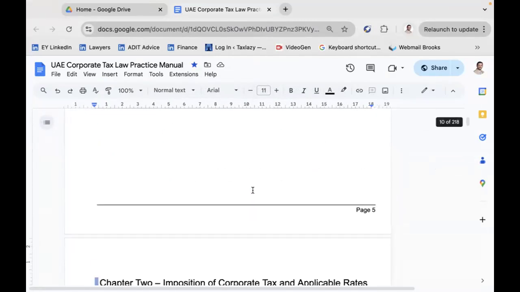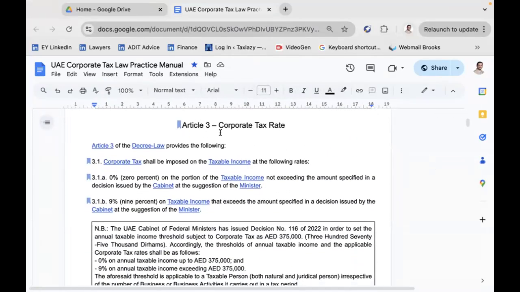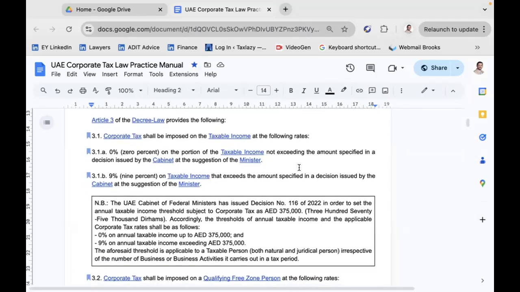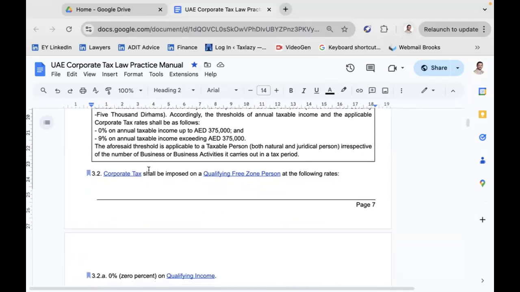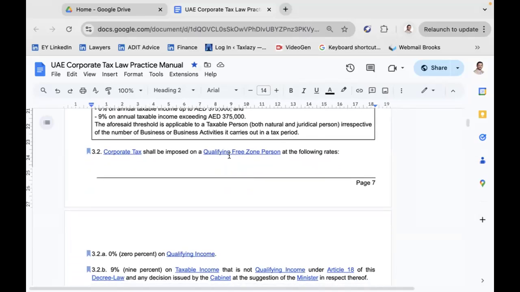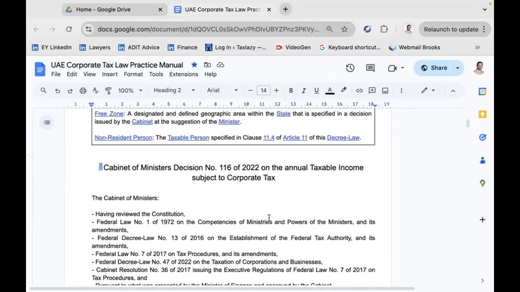So let me show you why I asked this question. Article 3, right, Abbas? So you can see the first regime as 0% and 9%, which is the normal tax regime, correct? Then the second regime we see is the qualifying free zone person regime, correct?